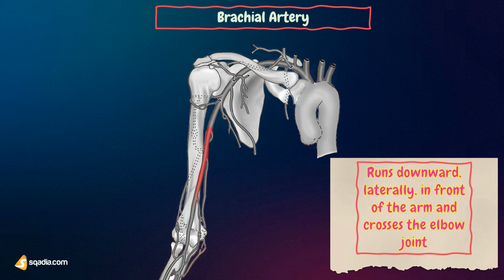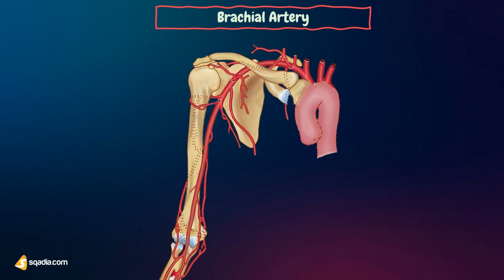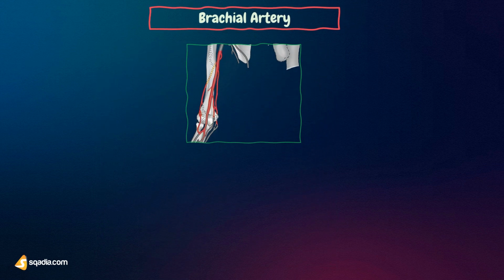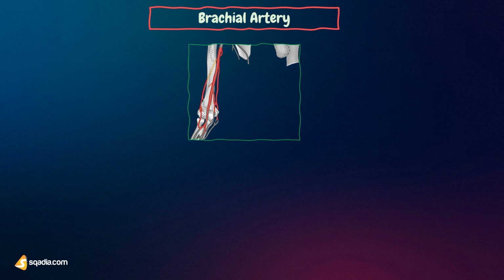It runs downward, laterally, in front of the arm and crosses the elbow joint. At the end of its course, it divides into terminal branches known as radial and ulnar arteries. As you can see, the artery's course is longer than many shorter arteries. That is why it is related to many structures in the arm region. So before we talk about the branches of the artery, let's discuss the relations of the brachial artery first.